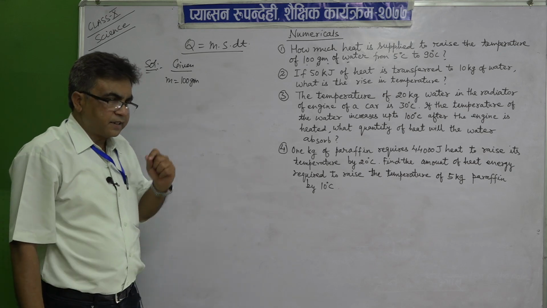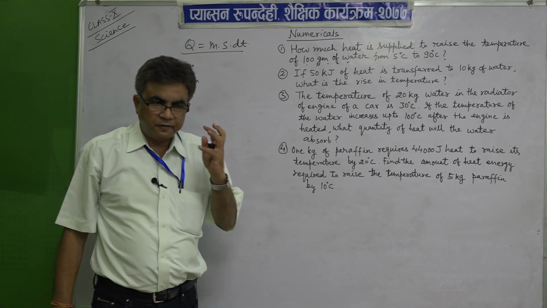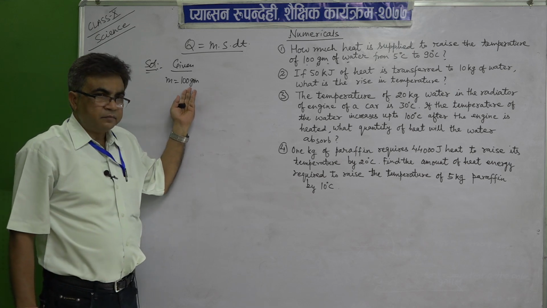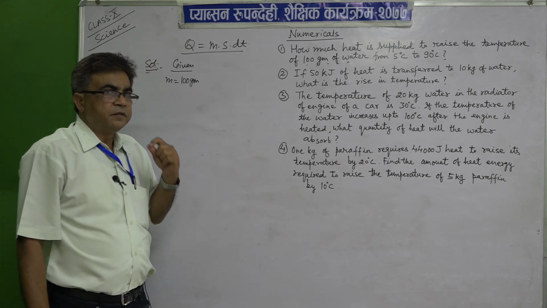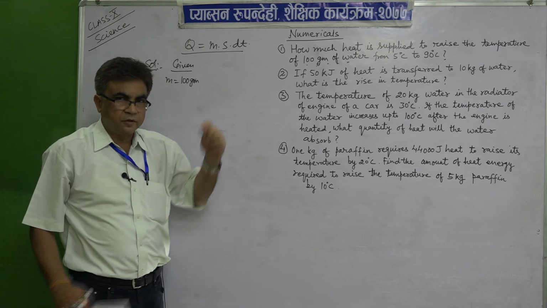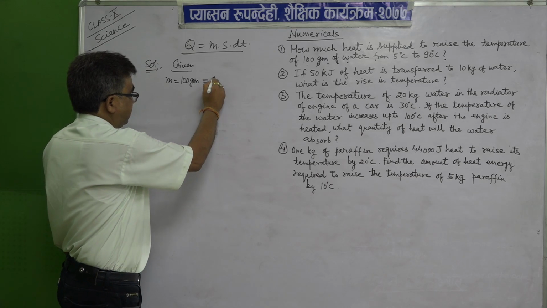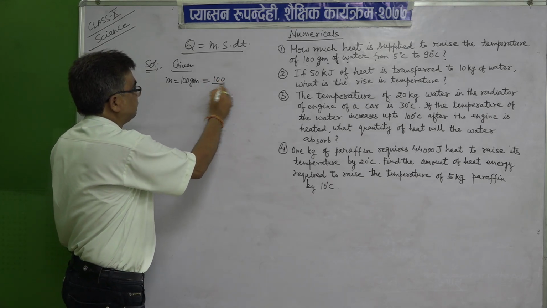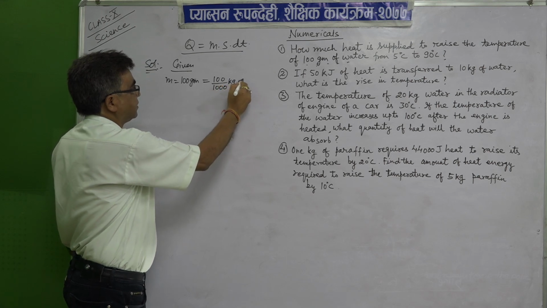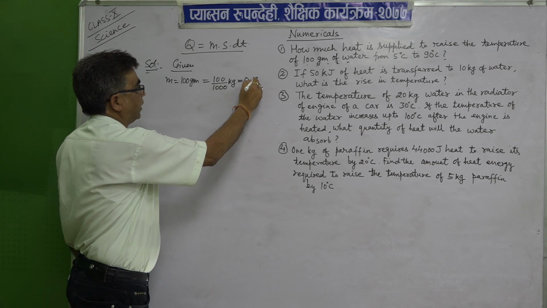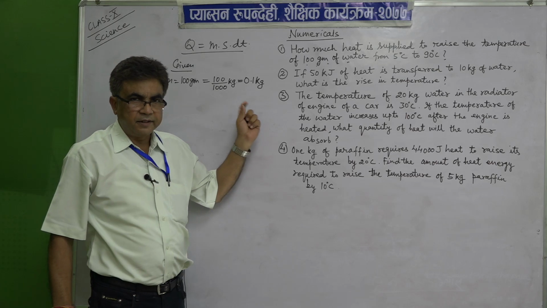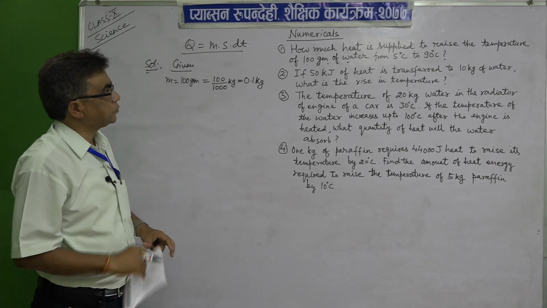I have already told you, you have to be very conscious about the SI unit. This is in gram, but the SI unit of mass is kilogram, kg. So, you have to convert gram into kilogram, and to do that we divide by 1000. So it becomes 0.1 kg. We have got the mass in SI unit, 0.1 kg.